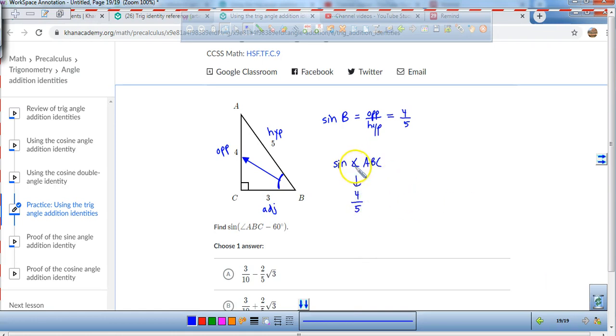If the sine of angle ABC is 4/5, what would the cosine of angle ABC be? Well, the cosine is the adjacent over the hypotenuse, if you remember SOHCAHTOA. Sine is the opposite over the hypotenuse, cosine is the adjacent over the hypotenuse, and tangent is the opposite over the adjacent. So our cosine would be 3/5.